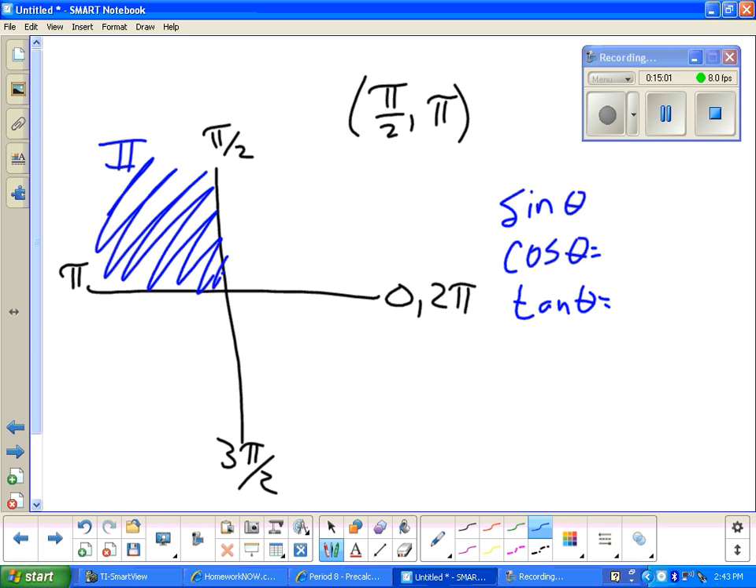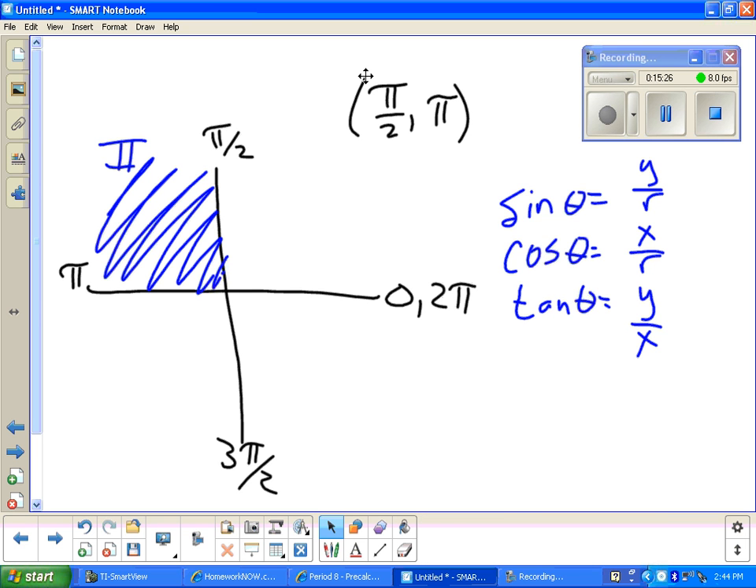Now keep in mind that sine is your y coordinate divided by r, cosine is x divided by r, and tangent is y divided by x. So now you've just got to ask yourself, first of all, r is always positive. You never have a negative radius to a circle, and the hypotenuse is never negative. So you're really just asking yourself, in that particular quadrant, are x values positive or negative, and are y values positive or negative?